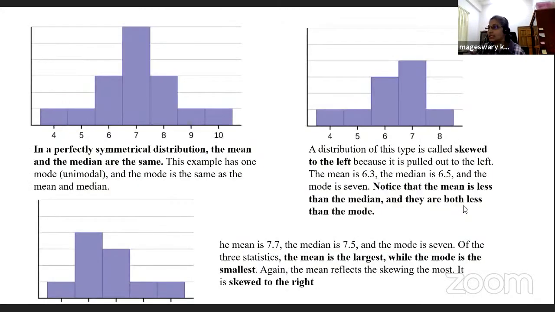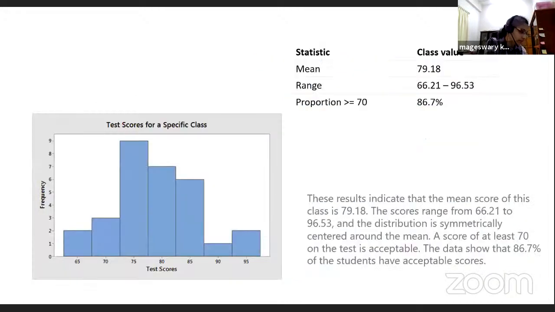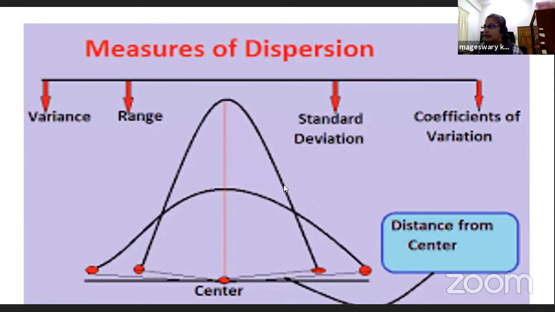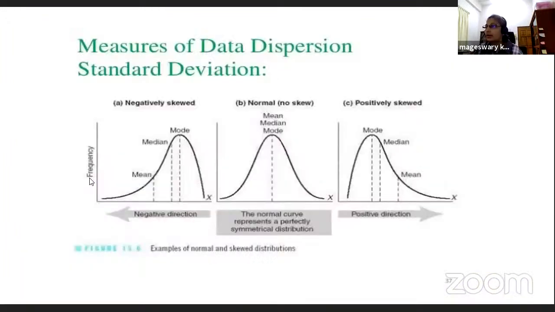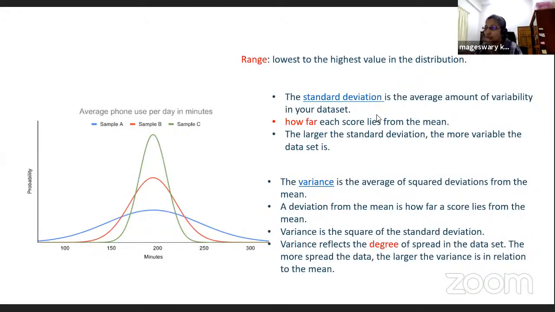So I will go deeper on the range, standard deviation, and variance. So range is actually the difference between the highest and the lowest. When you say range, it is the difference between the minimum and maximum value. So you take the maximum value, you minus the minimum value, you will get the range.